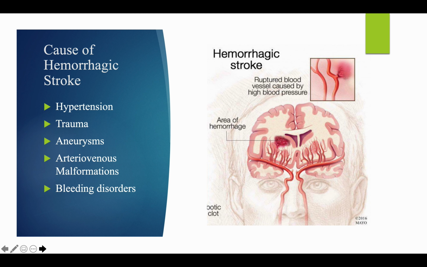So if there's a bleed in the brain, it compresses more of the brain tissue, which can have a reflux with the CSF.